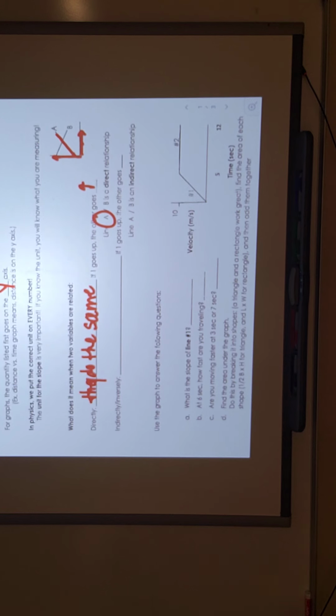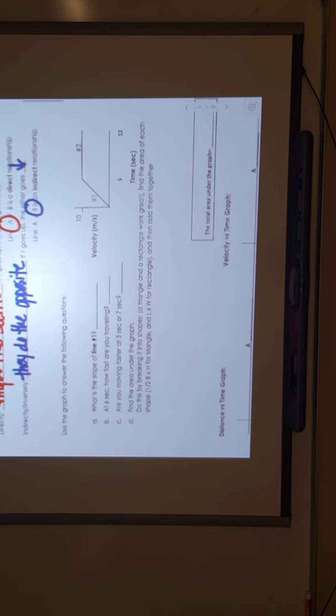The opposite type is our indirectly or inversely related. This is when the two variables do the opposite. If one of them goes up, the other goes down. The example on this graph right here would be B. As this variable is getting bigger, as we're moving that direction, this one is going down. We kind of have that downward slope for that type of graph.